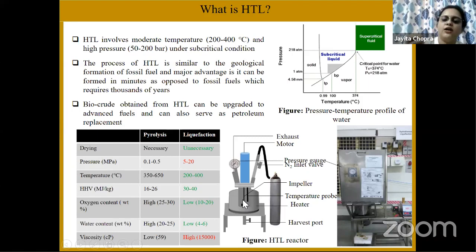And after we are loading the biomass, the inside air was purged out by purging with nitrogen, and the initial pressure of around 20 bar was maintained inside the reactor. And after 30 minutes of reaction time, it was allowed to cool down and all the products were separated. So this is the actual photograph of the reactor.